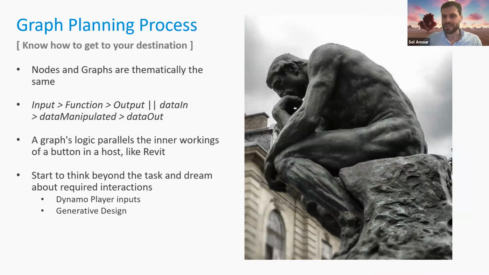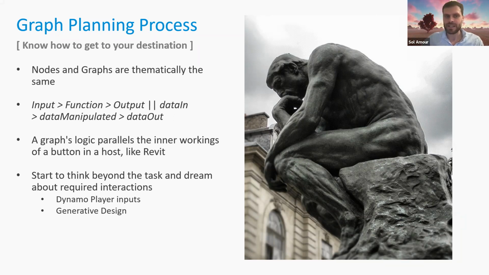And so in terms of the process of graph planning, we talk about knowing how to get to your destination. So there's some sort of conceptual thematic things when it comes to Dynamo itself. And one of those to bear in mind is that nodes and graphs are thematically the same. If you take the concept of a node, you have a series of different inputs, you have all of the functions in the center of that node doing things, and then you have an output, and a graph is basically the same kind of thing. So if you know what your inputs are, you know what your outputs are, then you can pretty quickly understand what functions you need to be able to translate those inputs into the outputs that you desire.